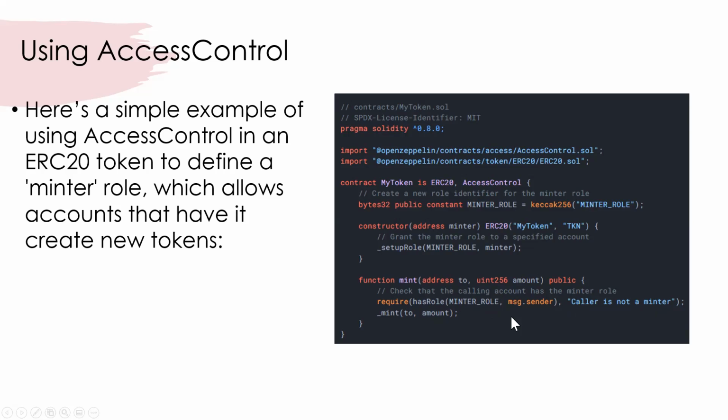So I'm not going to allow you to use it. And if it does, it's going to come here and mint and send that amount to this certain address. So essentially, this describes that it allows the accounts that have that role to create new tokens. This is essentially what this code does.